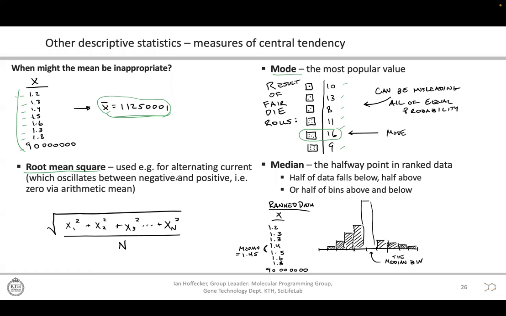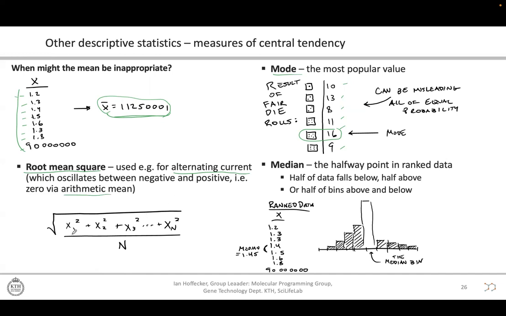So for example, we could consider an alternating current, and we want to know the average amplitude of this alternating current. An alternating current can be positive or negative, oscillating between a positive value and a negative value. So if we took the mean of several measurements of the current, we might see that sometimes it's negative, sometimes positive, and the mean might turn out to be close to 0.